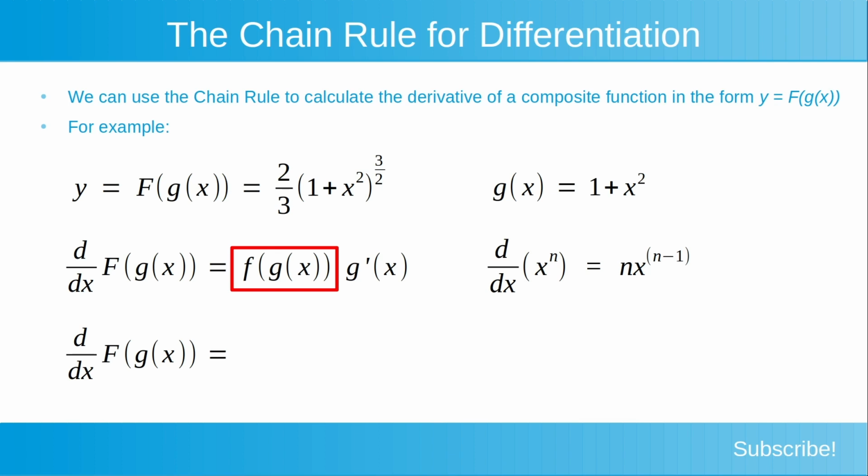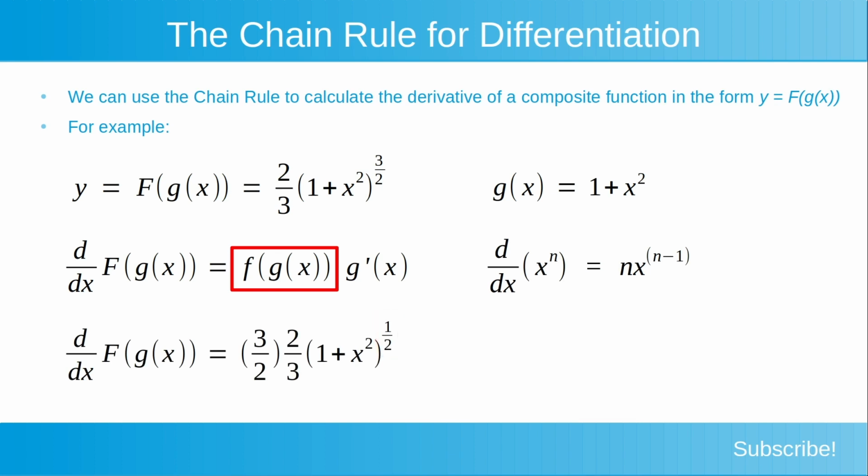When we multiply by 3 over 2, we get 3 over 2 multiplied by 2 over 3 multiplied by (1 plus x squared) raised to the power of 3 over 2. And now we want to subtract 1 from our power. We can express 1 as 2 over 2, and 3 over 2 minus 2 over 2 is equal to 1 over 2.